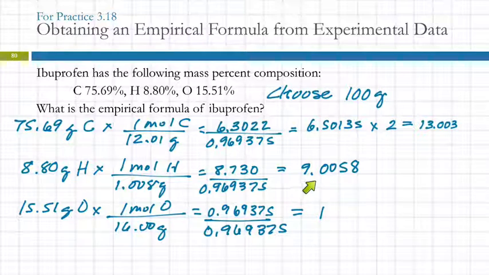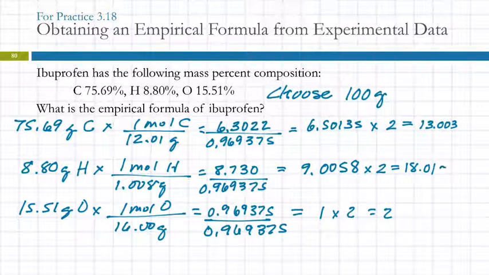This one was close enough to round. When we multiply it by 2, it's still going to be close enough to round. 18.01. And this one multiplied by 2 is going to be 2. So this is 18. This is 13.